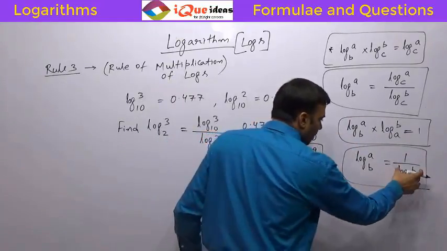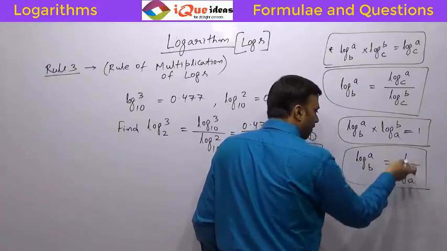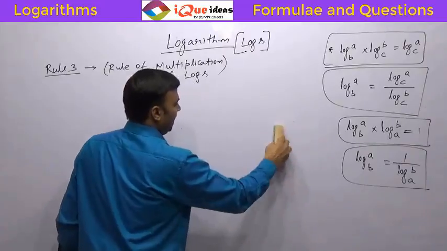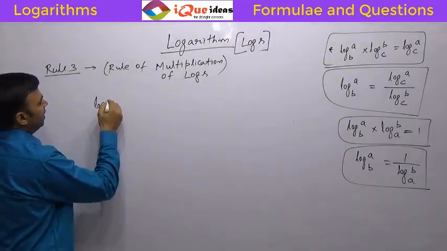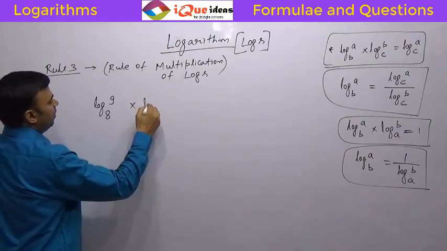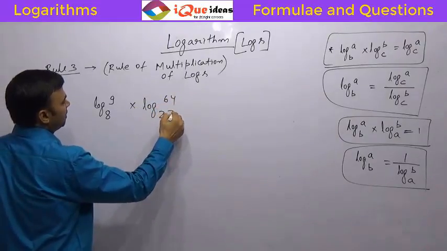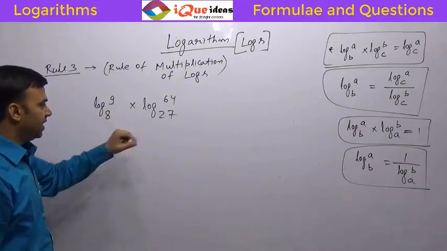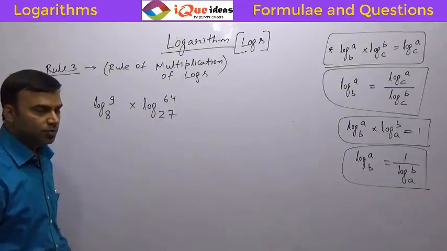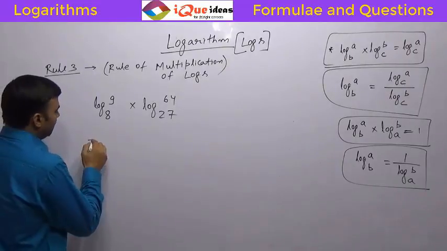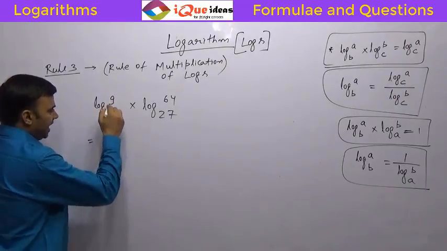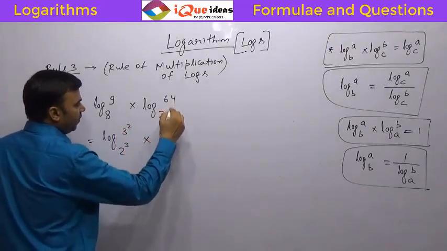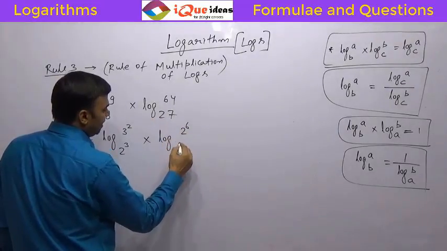So if there is a log in denominator and it comes in numerator, what will happen? The number and the base will interchange. Alright. So suppose we have log of 9 to the base 8 into log of 64 to the base 27. Now here if you notice, both 9 and 27 are powers of 3, and 8 and 64 are powers of 2. So what we can do here is, let's write 9 as 3 square, 8 as 2 cube, 64 as 2 to the power 6 and 27 as 3 cube.